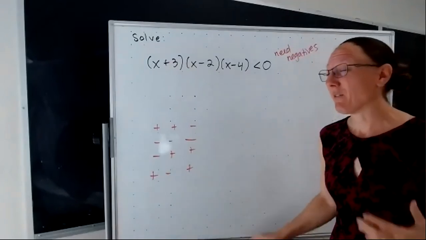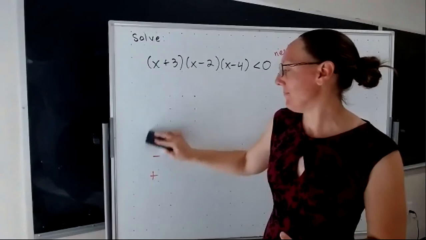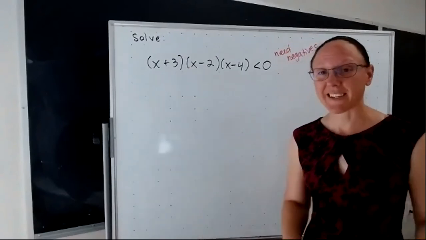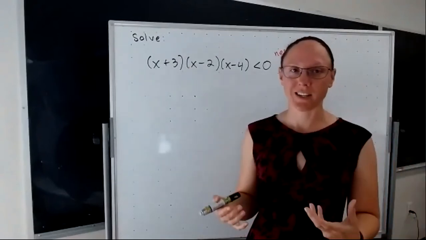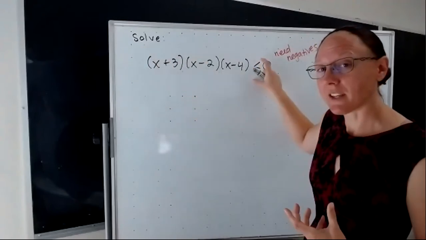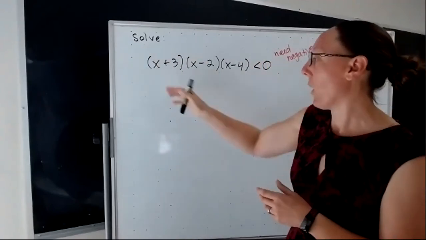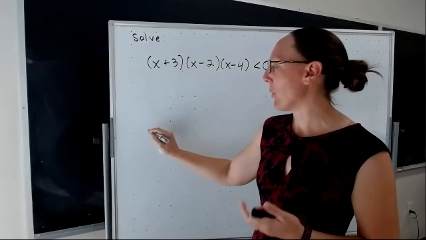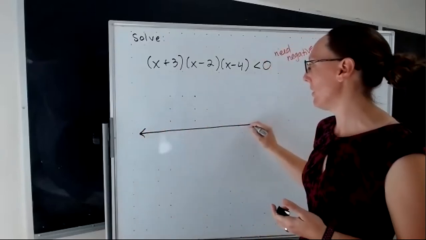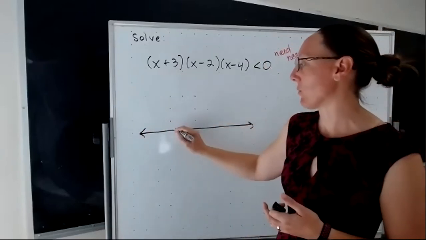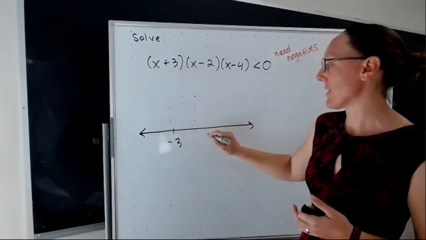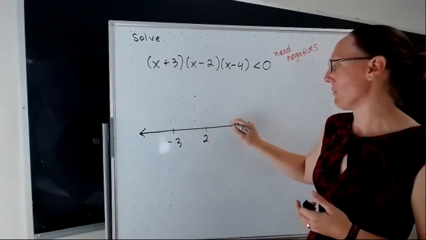The cool thing is, if we just stick with that number line, it's going to take care of all of that for us. I'm going to take each piece and I'm going to think about what makes it equal to 0 and put those numbers on my number line. In this case, I'm going to have -3, +2, +4.